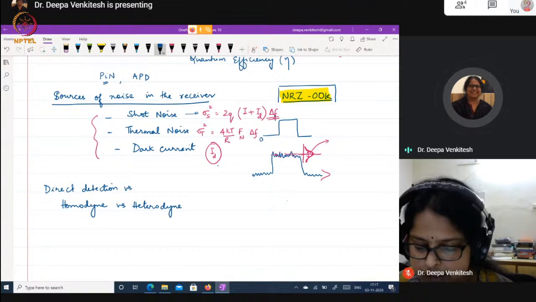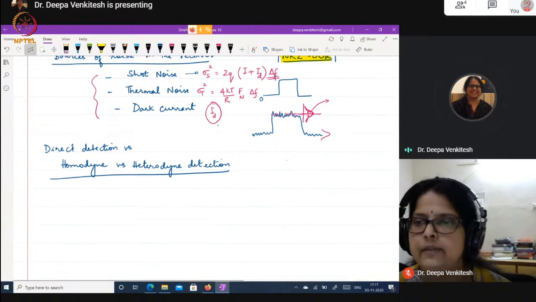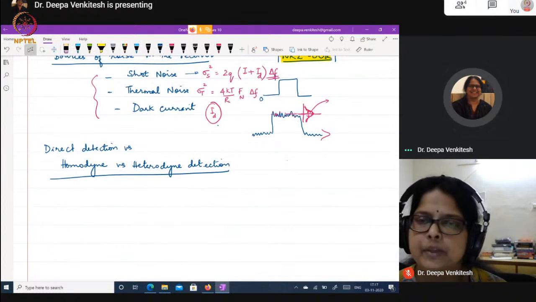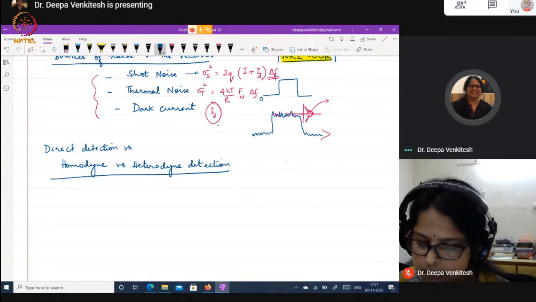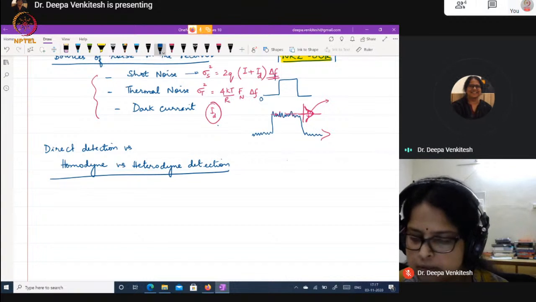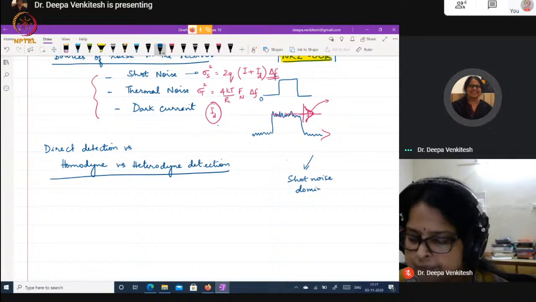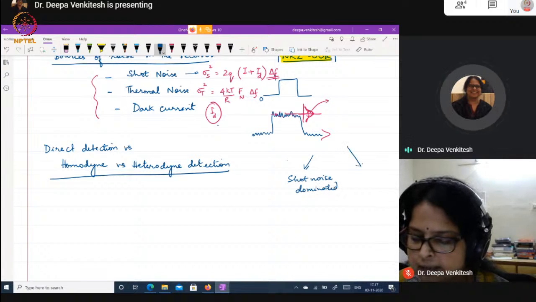Where in heterodyne detection, you basically use a local oscillator to push your receiver to receive your signals in the shot noise regime. So depending on which source of noise is dominating, you classify the detector operation into shot noise dominated regime of operation and thermal noise dominated regime of operation.